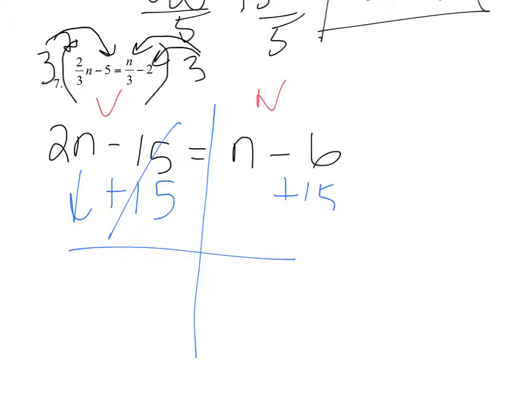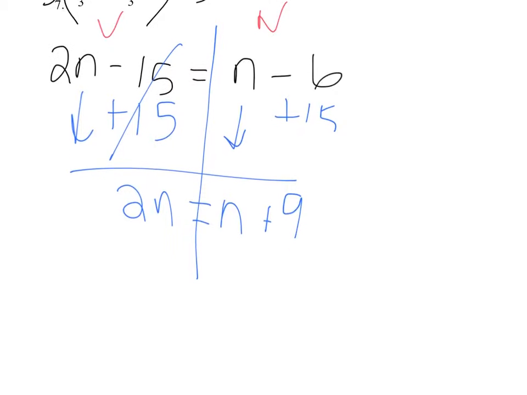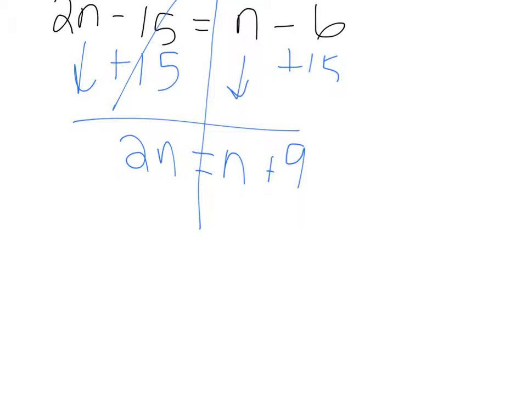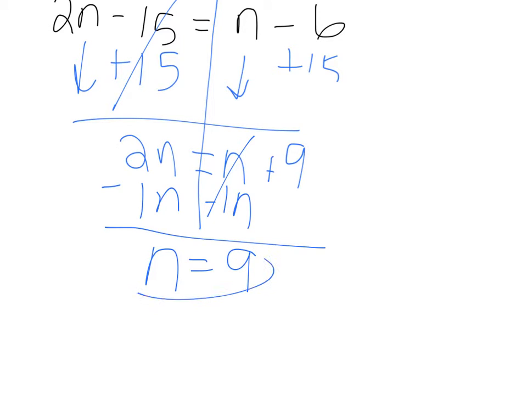I need to bring down my 2n. Let's see, signs are different, so I'm going to subtract. 15 minus 6 is 9, and that's going to stay positive because there's more positive, and I need to bring down my n still. Bringing down my equal sign. I'm going to bring this up just a little bit. I still need to get that n over to this side, so I'm going to subtract, really, 1n, because n and 1n are the same thing. Those cancel out. I'm left with n equals 9 for my final answer.